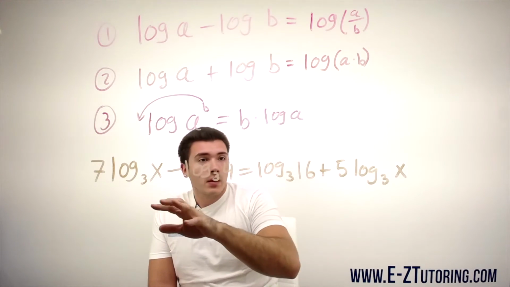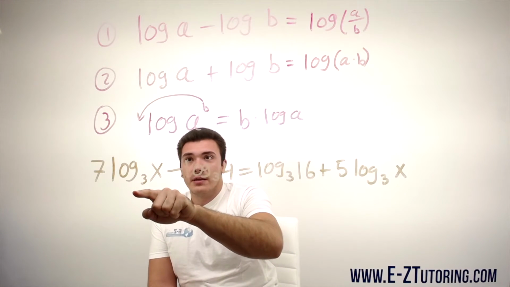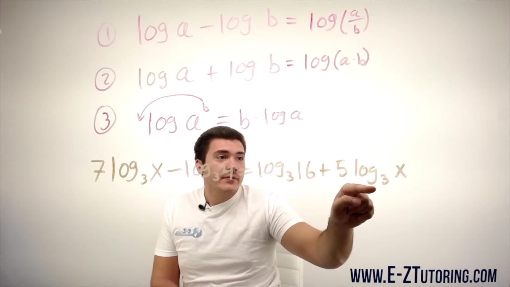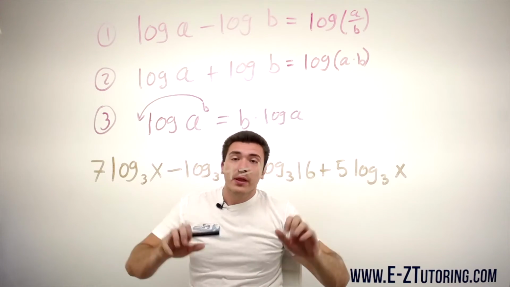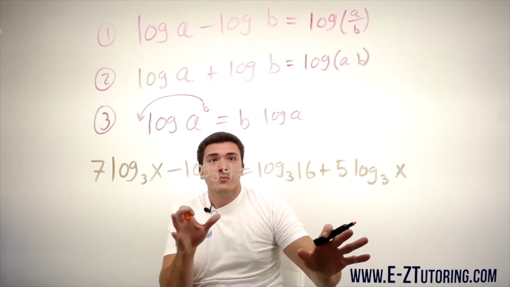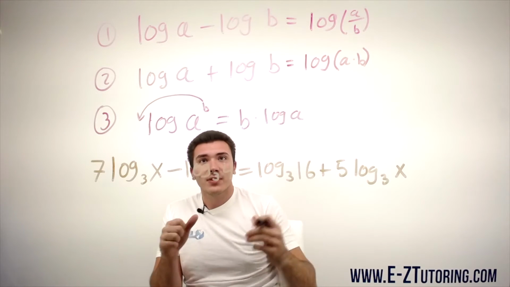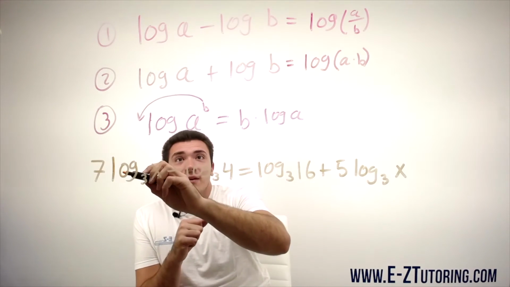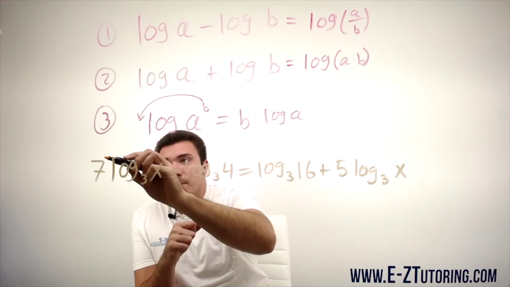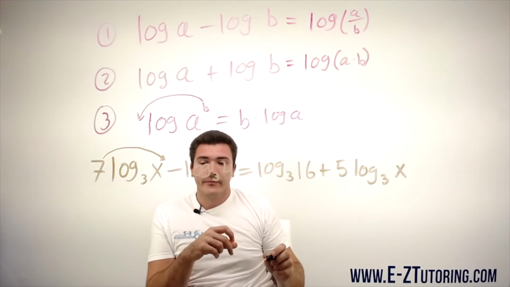So where do we see that over here? Well, we see a 7 in front of the log here, and we see a 5 in front of the log here. So those are the two places where we can do it. And the reason I looked at those places is because over here there's a number in front of the log. So that applies to rule number 3. So we do this backwards now. So we bring this on top of the x.